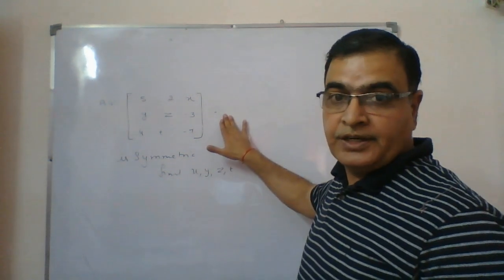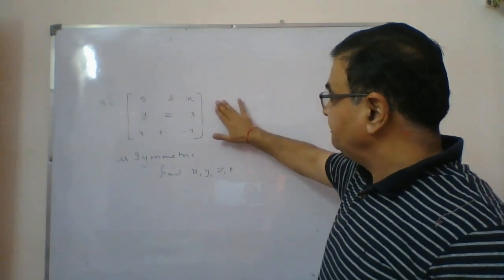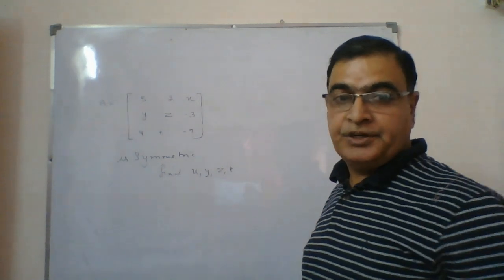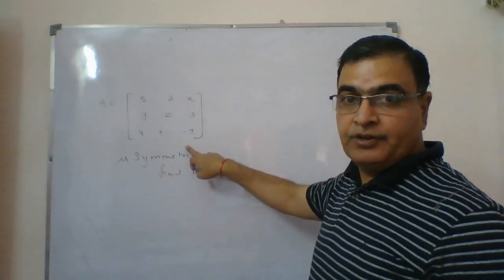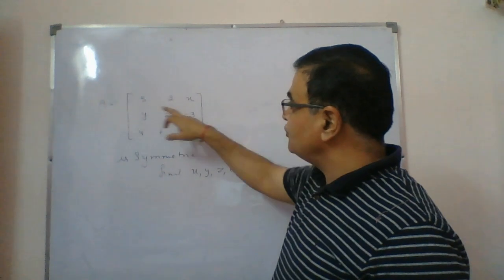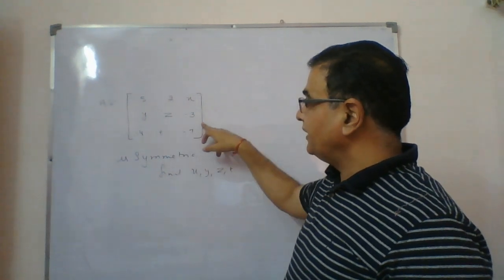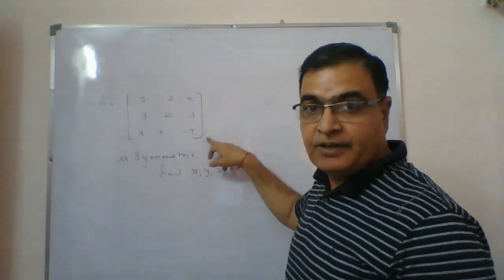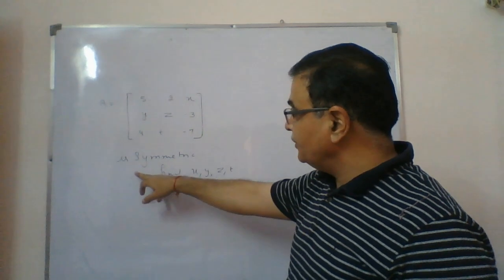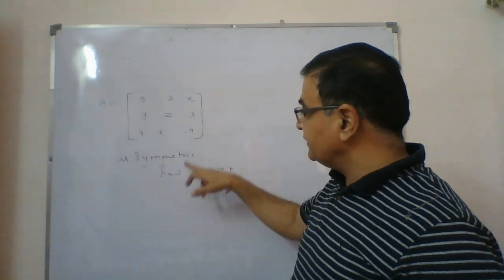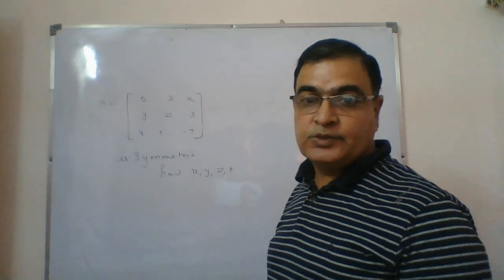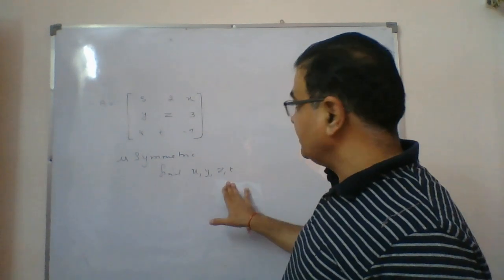Now today we are starting with one new question on symmetric and skew symmetric matrix. A matrix is given with elements 5, 2, x, y, z, minus 3, 4, t and minus 7. The question is: if this matrix is symmetric, find out what x, y, z and t are.